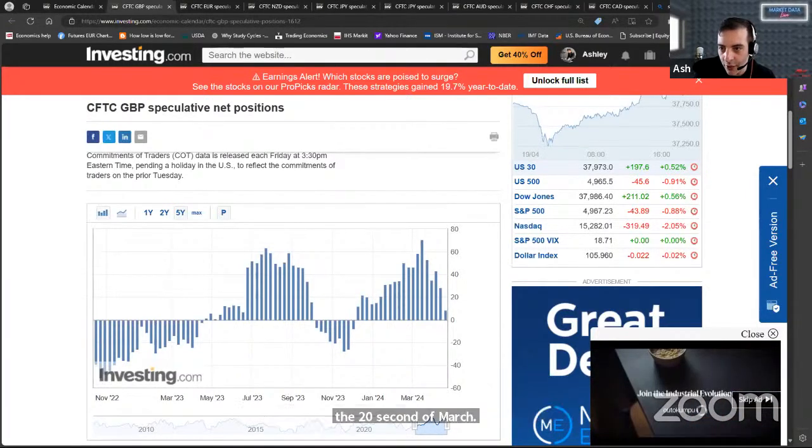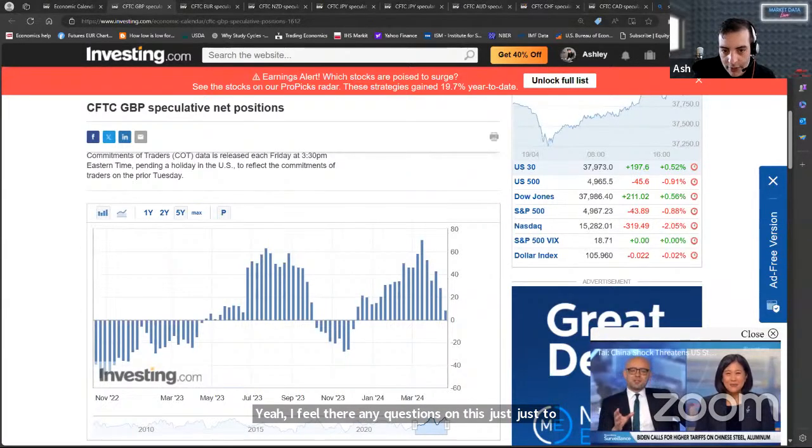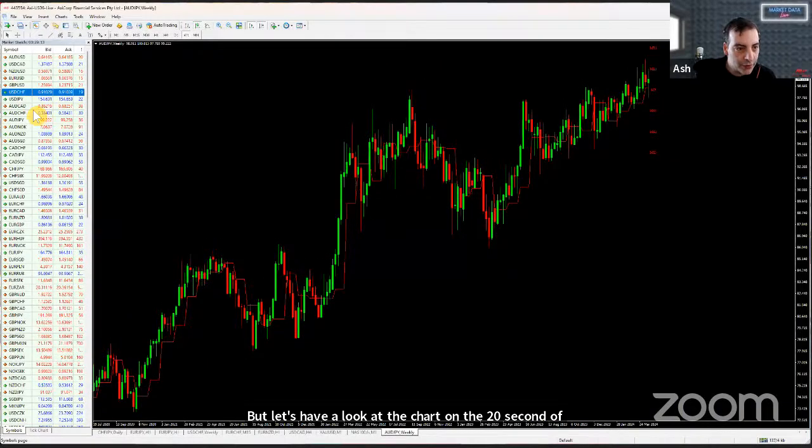if there are any questions on this, just fire them in. But let's have a look at the chart on the 22nd of March for the pound.